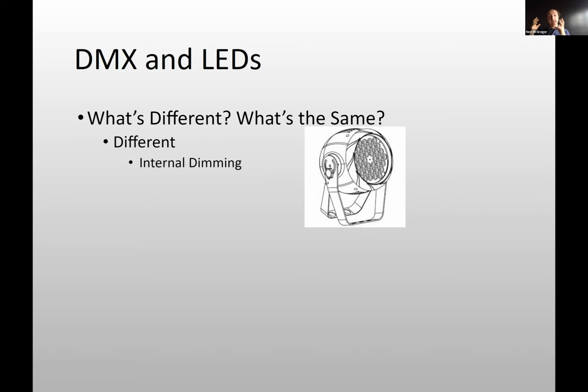LEDs, you can do that. They are direct dimming fixtures. The onboard capabilities of the fixture include reducing intensity.